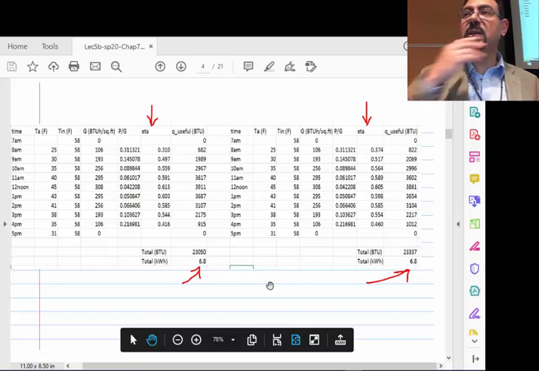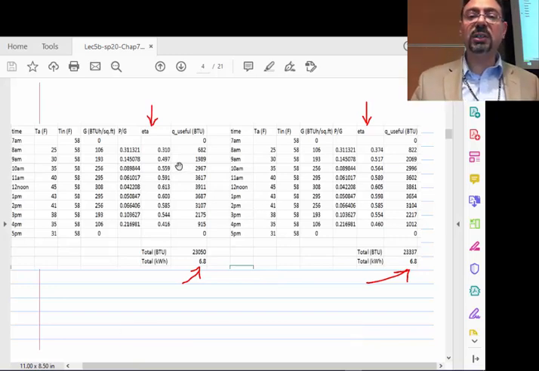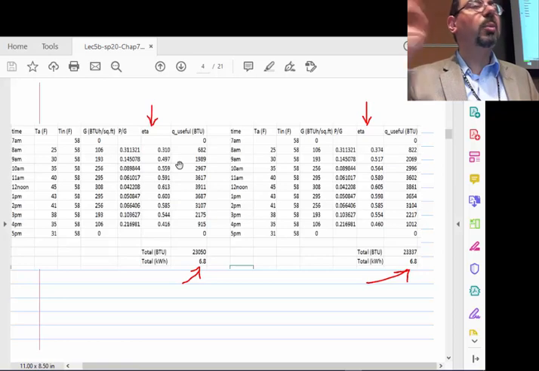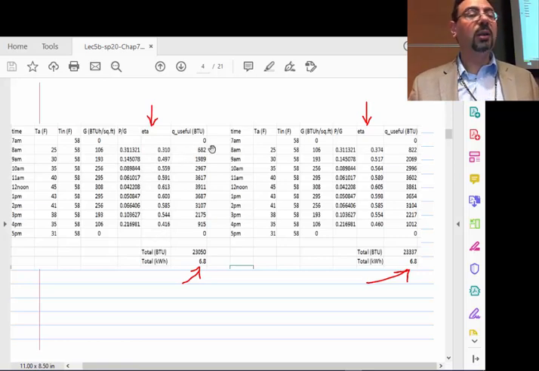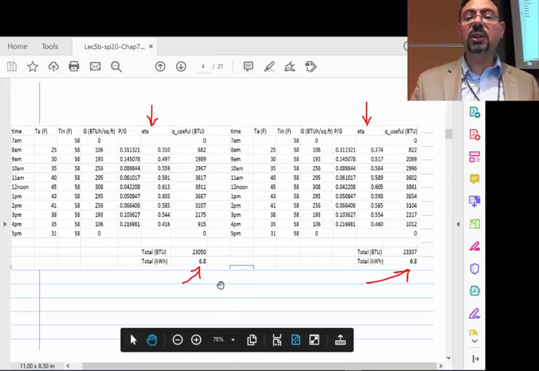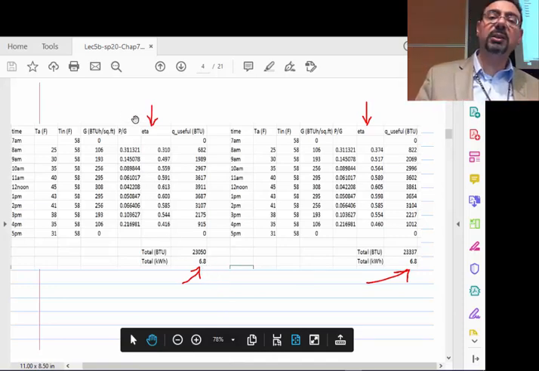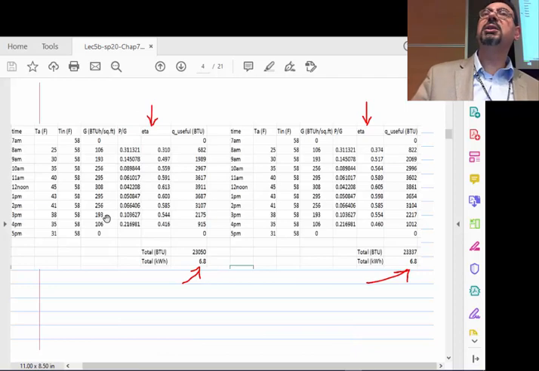Does this make sense? This is not just the efficiency every hour, it's the efficiency during the whole day. If I put this collector out for the whole day, how much will it capture from the incident radiation? So you calculate the efficiency every hour, Q useful every hour, you add all the Q useful, and you get what I did at the end of the day, divided by the incident radiation. That's the percentage collected.